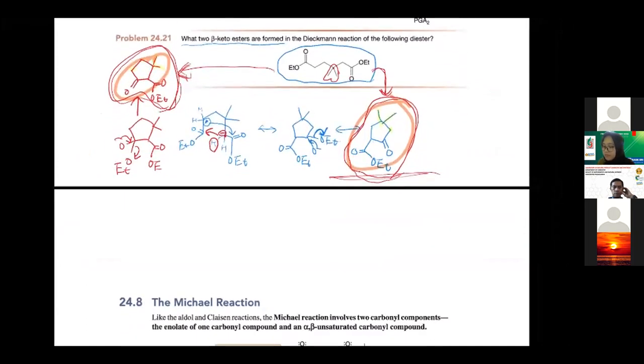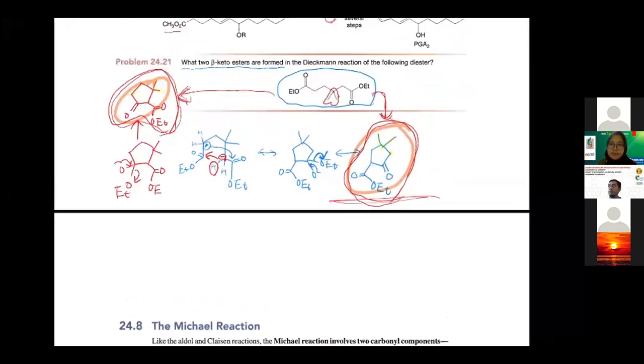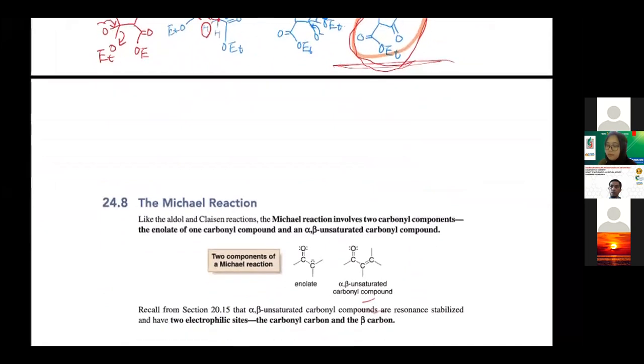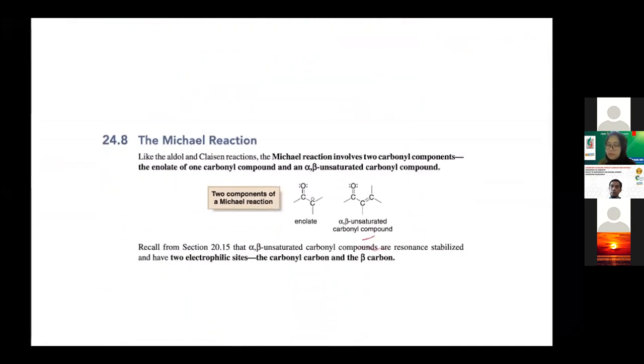Next is the Michael reaction. The Michael reaction also has a very interesting structure. It's called the 1,4 addition. Yes, 1,4 addition.